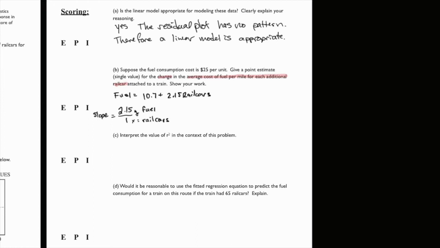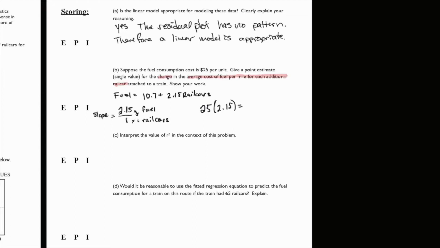Because once I figure out how much fuel I need, then I can obviously multiply by 25 to get my total amount of money that it's going to cost me. And it's kind of already set up. We know that for each additional rail car, we would expect to use 2.15 units of fuel on average. And so what I can do is say 25 times 2.15, because this would tell me you're going to use this much fuel for each car.